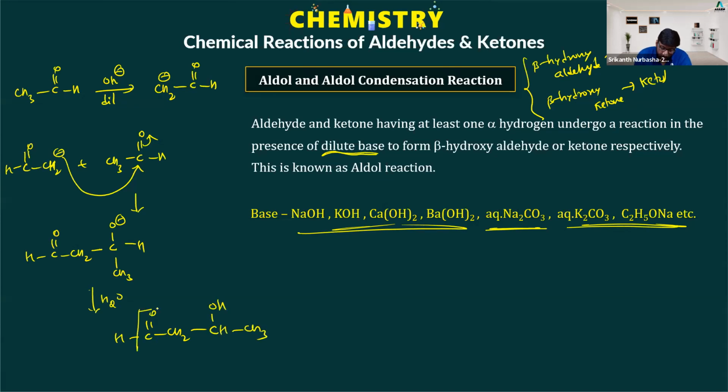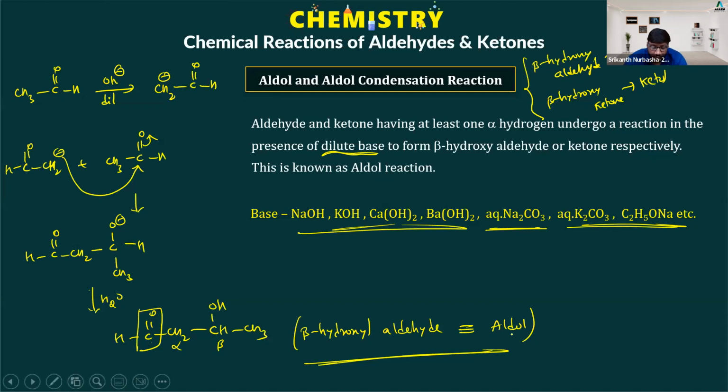This is the C=O group. This is alpha. This is beta. On the beta position, you have an OH group. So what is this called? Beta hydroxy aldehyde, which is nothing but aldol. Yes or no? Everyone got the mechanistic approach?